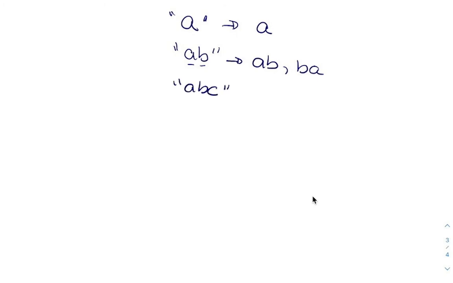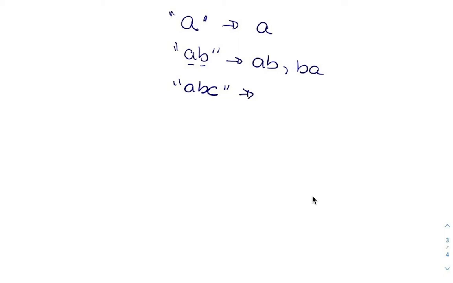So for example, if you're given the letter A, then you can make one permutation. The only string that you can make with this letter is A. If you're given the characters A and B, now you have two elements, then you can make two combinations from this string. You can make A B and then B A. So if you're given A, B, and C, it turns out that you can make 6 permutations or 6 combinations.